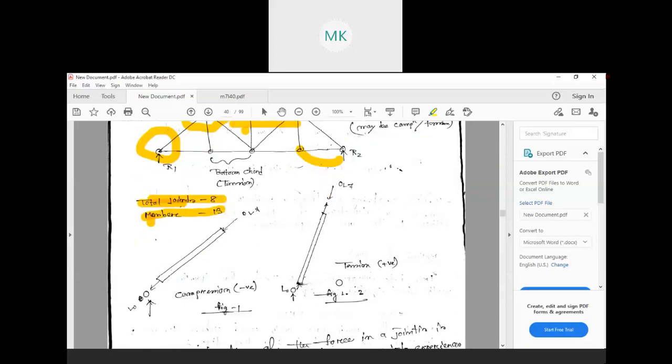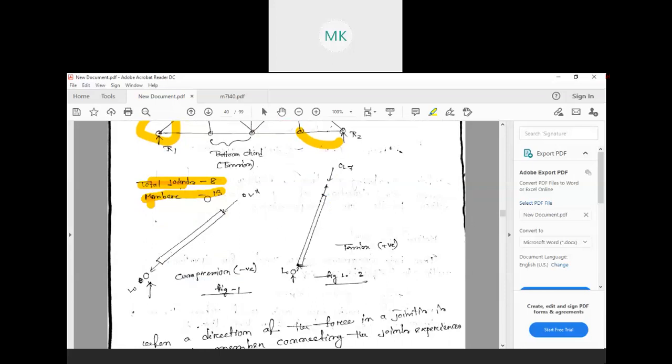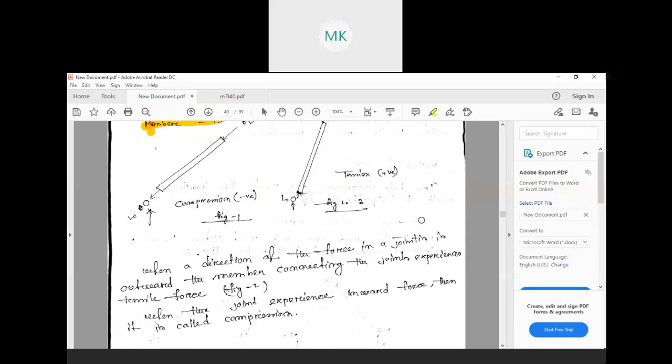In every member, the load will be applied through the joint. It may be compression or it may be tension. I think all of you know when we call it compression and when we call it tension. If a load is applied in the outward direction, we can easily say the load is tensile, and if it is applied in the inward direction, that type of load is compressive or compression load. This is the basic thing.